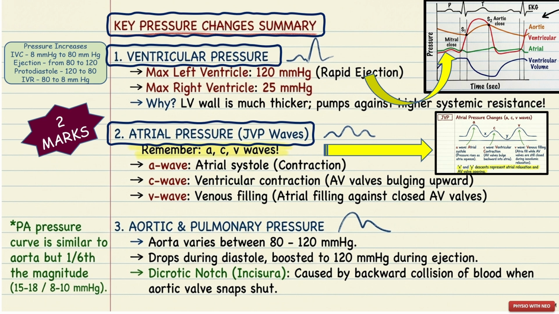A shows atrial systole, C is for ventricular contraction and V is for ventricular filling, whereas the 2 negative waves X and Y represent atrial relaxation and AV valves opening respectively.